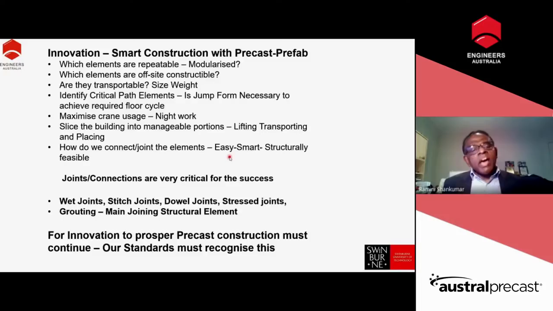Slice the building into many. When I say slice, you're going to think what it is. I'm saying break into pieces. It's Lego pieces. Break into manageable portions so that you can lift, transport and place. That is the important part. You could think about it.